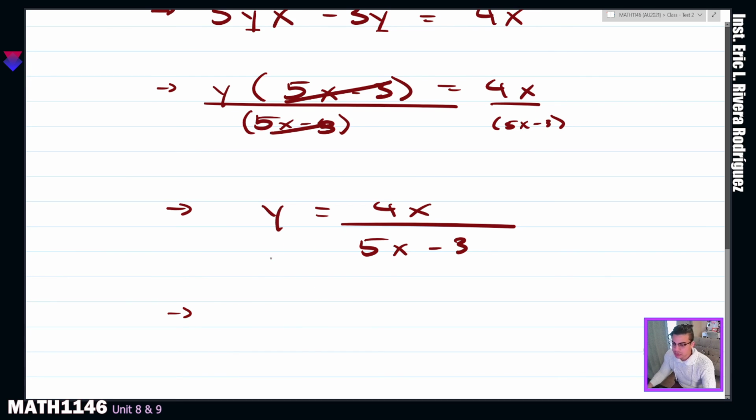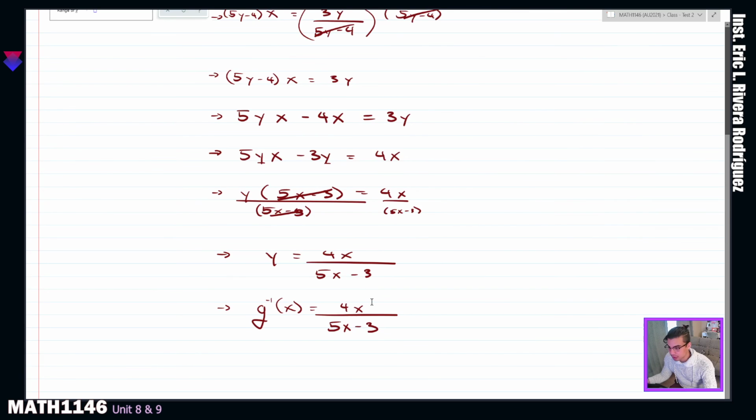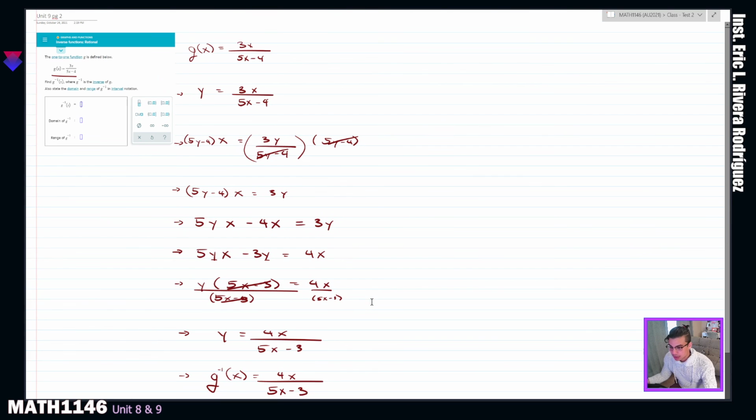At this point, you will have finished. The only thing that you will do is to change the y notation to the function notation. In this case, you will use the inverse notation. You will see the meaning of that negative in front, between g and x. It means the inverse function. And that's how you find the inverse of that function. Okay, those are the steps.